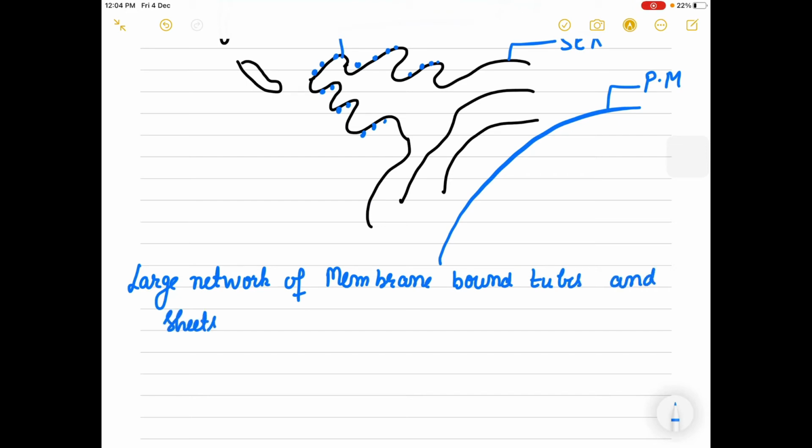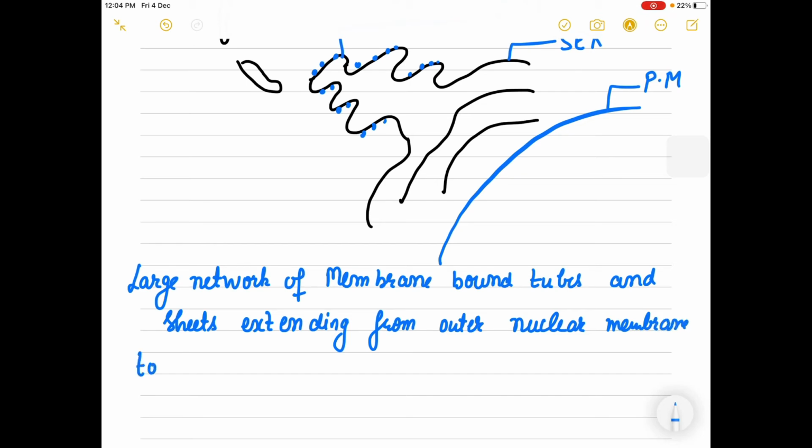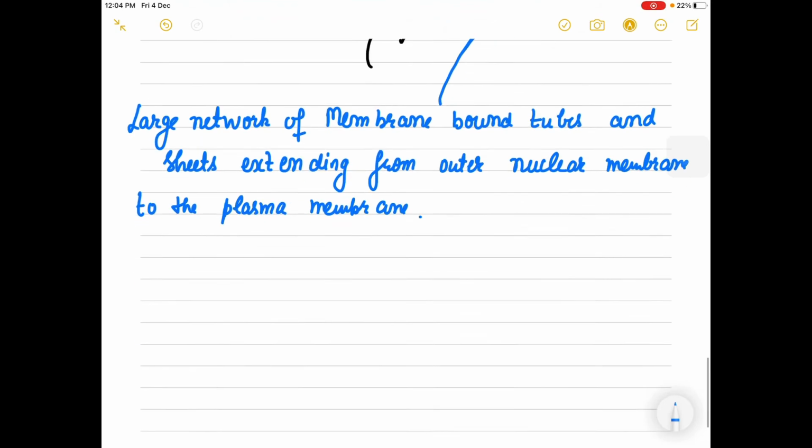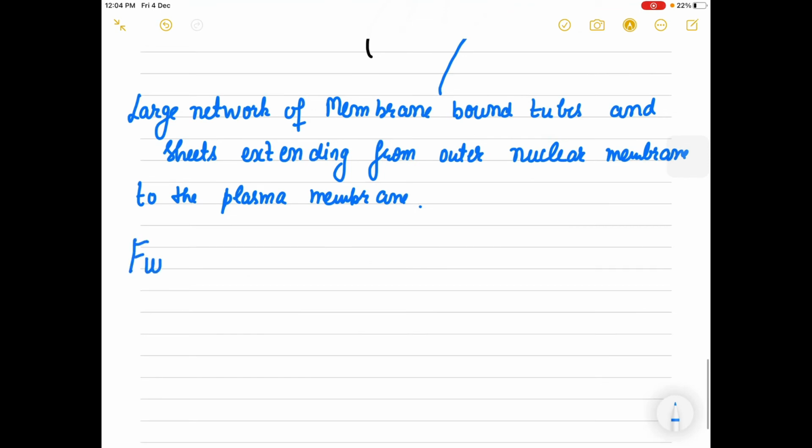कहाँ से एक्सटेंड हो रही हैं? Extending from outer nuclear membrane to the plasma membrane, right? To the plasma membrane. And function क्या है इस main organelle का हमारी body में?